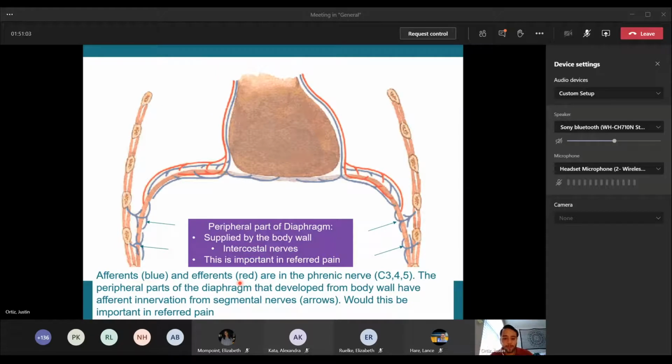Okay, so when he talked about this, basically he said that we know that the diaphragm is supplied by the phrenic nerve, right? But the peripheral parts of the diaphragm are actually going to be supplied mostly by the intercostal nerves. And what happens is basically if you have diaphragm pain, it's mostly going to be associated with your shoulder region, based on the dermatomes that are associated with that, especially since it's going to be associated with the peripheral parts of the diaphragm. So I'll show you on the next slide what I'm talking about.